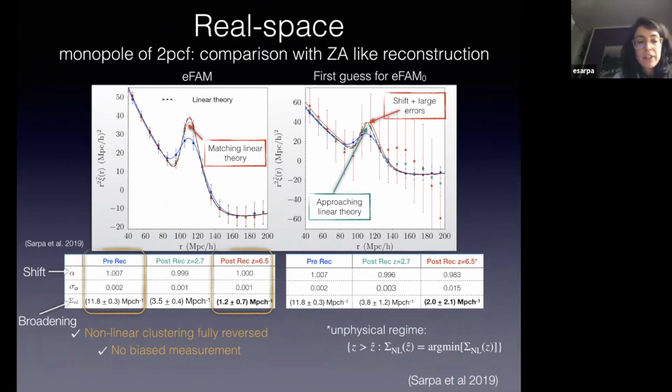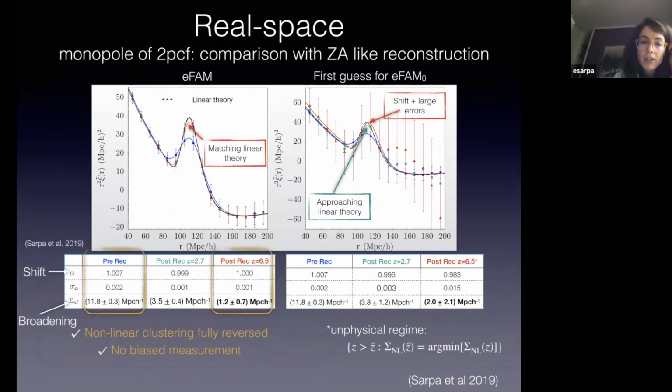You see an intermediate redshift in green and then a higher redshift in red. And you see that we can progressively approach the linear theory by progressively shrinking the sigma nonlinear parameter. So this again underlines the first difference with Zeldovich. We can actually use the sigma nonlinear as a proxy of time. And I also want to stress here that we didn't have to use any smoothing scales.